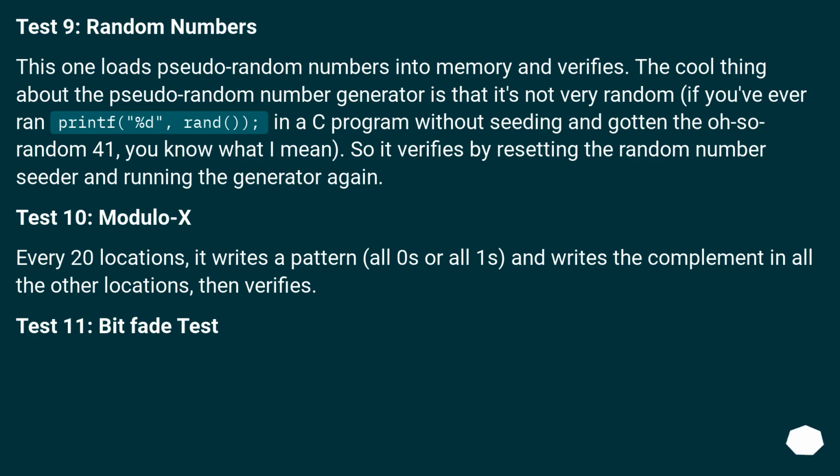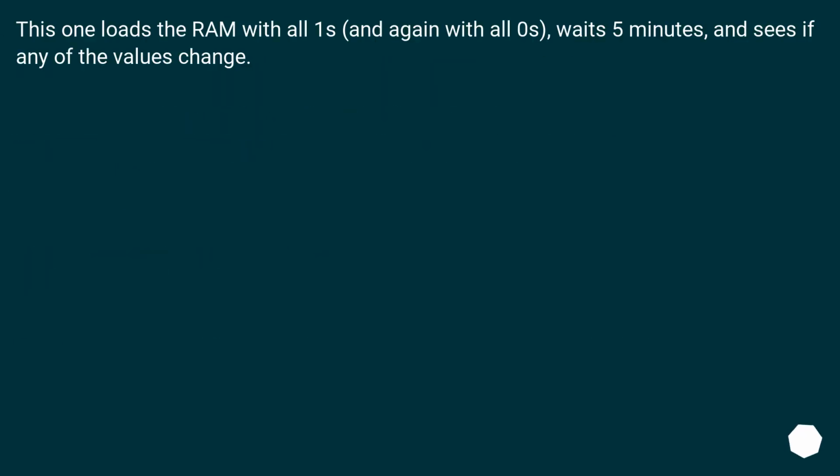Test 10, Modulo X. Every 20 locations, it writes a pattern, all zeros or all ones, and writes the complement in all the other locations, then verifies. Test 11, Bit Fade Test. This one loads the RAM with all ones, and again with all zeros, waits 5 minutes, and sees if any of the values change.